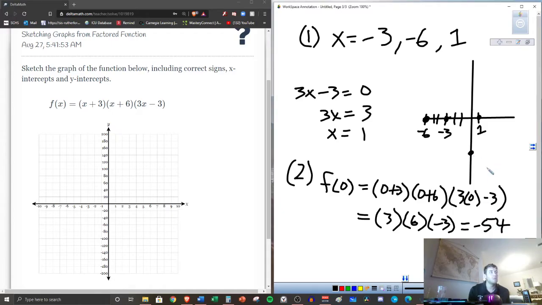A lot of students are making mistakes on the y-intercept, so you have to make sure you have this right, or it's going to woefully confuse you, okay? So -54 is down there. All right, what's the end behavior?